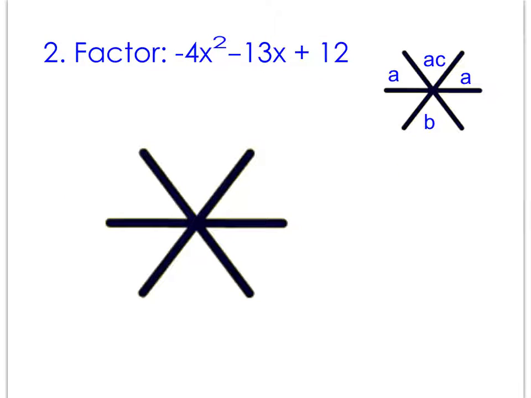So now let's look at another example. Negative 4x squared plus 13x plus 12. Over here I've drawn in the snowflake for you to fill in if you need to again, just to remind you of what goes where.